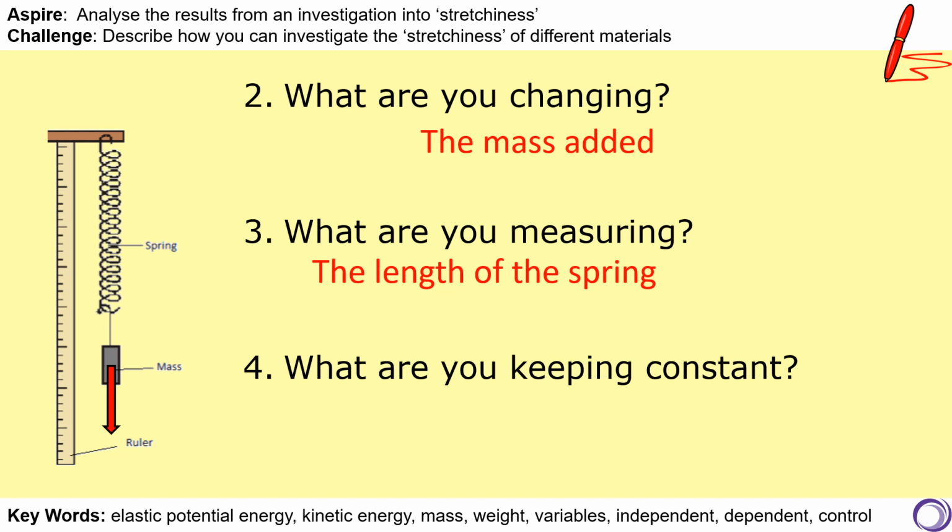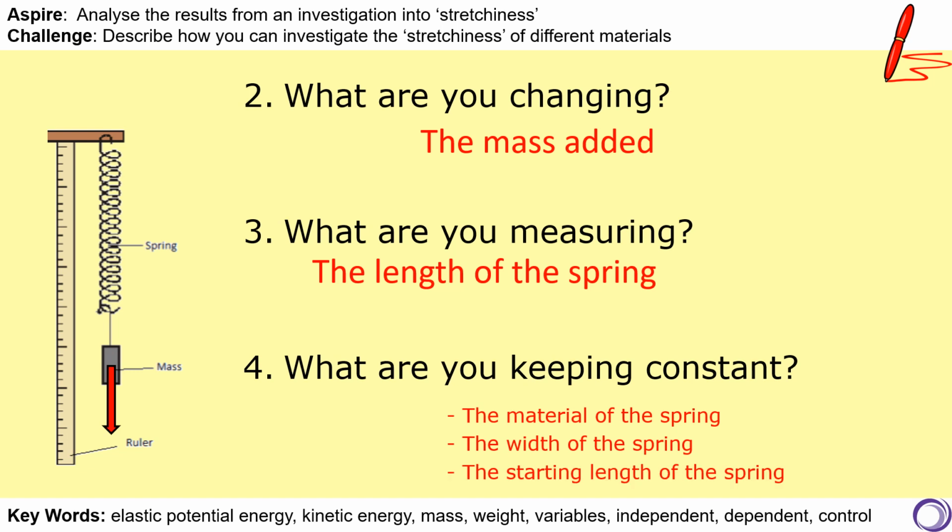There are lots of different things that you could have thought about. One of them might have been the material that the spring is made of, so the type of metal that it's made of, because that could affect how much it stretches. The second is the width of the spring, or how thick the spring is. Again, that could affect how much it stretches. A third one could be the starting length of the spring. So if you start with a shorter spring or a longer spring, again, that could affect how much that spring stretches. So all of these factors are ones that we want to keep the same to make this a fair test or a valid experiment.